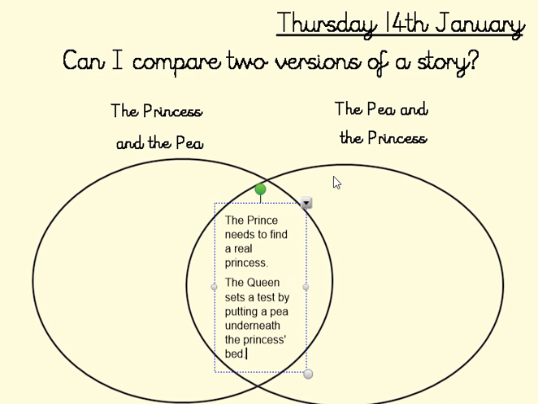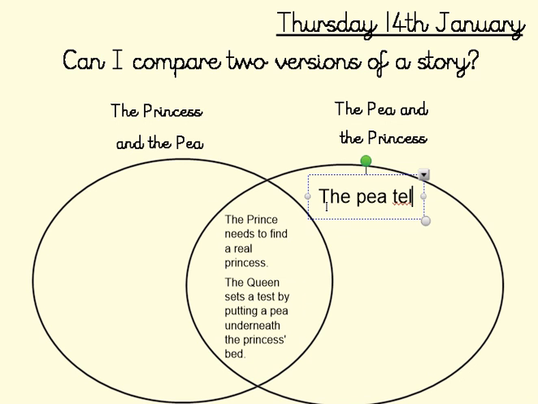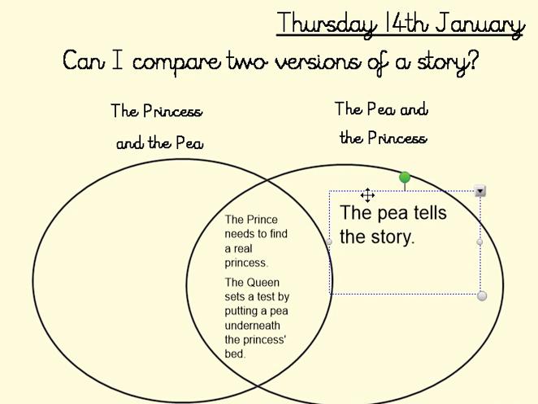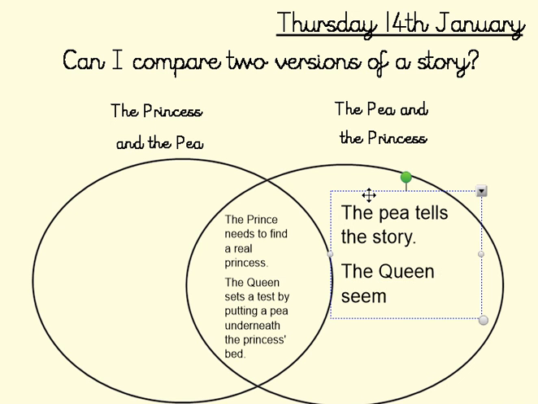What's different then? Well, one big difference is that in The Pea and the Princess, the pea tells the story. What else might be different? Are there different characters in there? There's definitely one different character in there, isn't there? Are the endings different or are they the same? What about the Queen's character? I think in The Pea and the Princess, the Queen seems a bit mean.